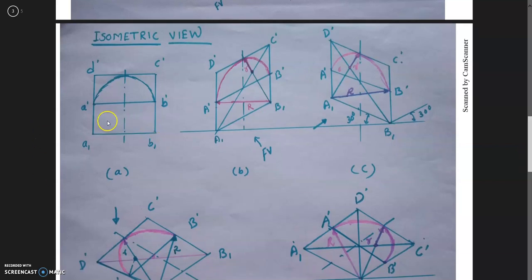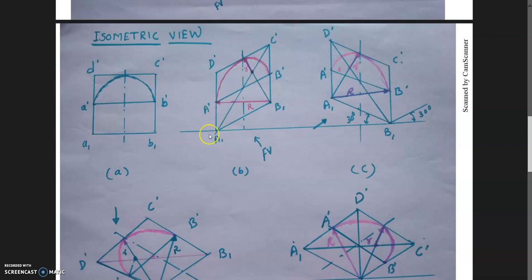Then in isometric view, to draw the semicircle, again the same points. While drawing the semicircle, you have to inscribe the semicircle in a square. Actually you have to follow the same method, the 4 center method, 1, 2, 3, 4, because you have to draw the full square again here, otherwise it will be very difficult. So you can observe the same points here.